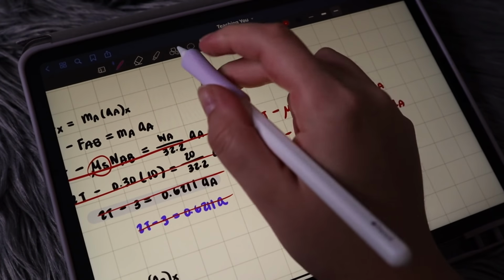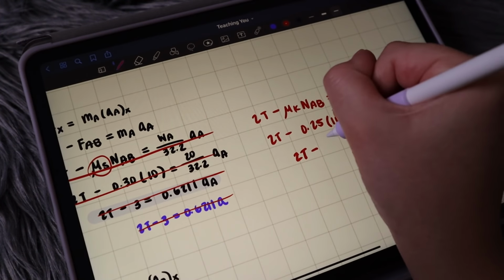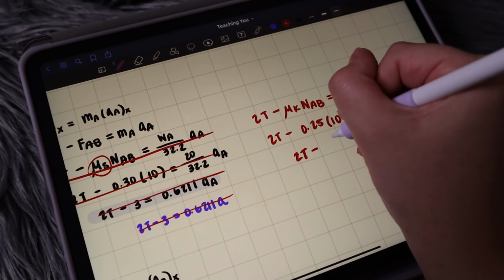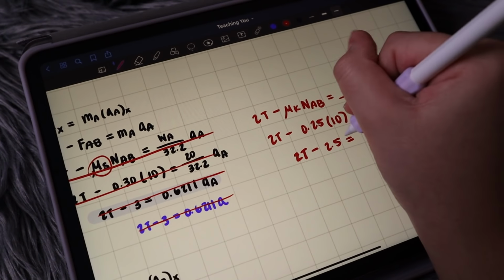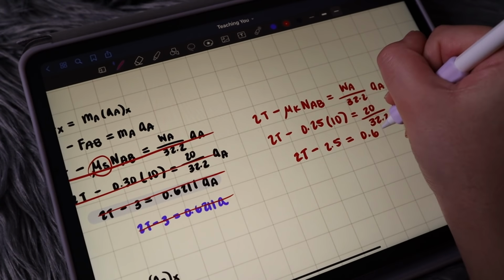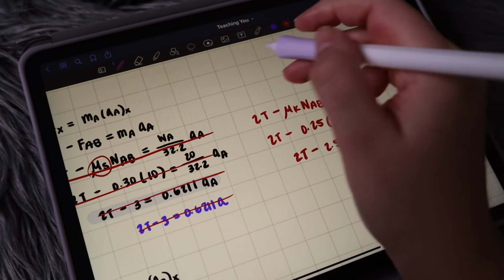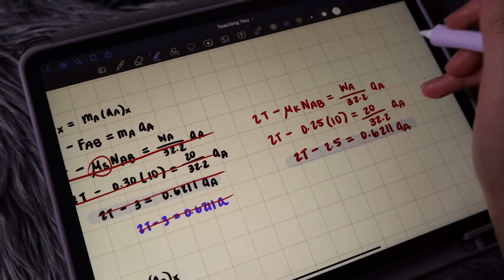So we can just simplify this as much as we can. We have 2t minus 2.5 equals 0.621188. So we can save that equation.